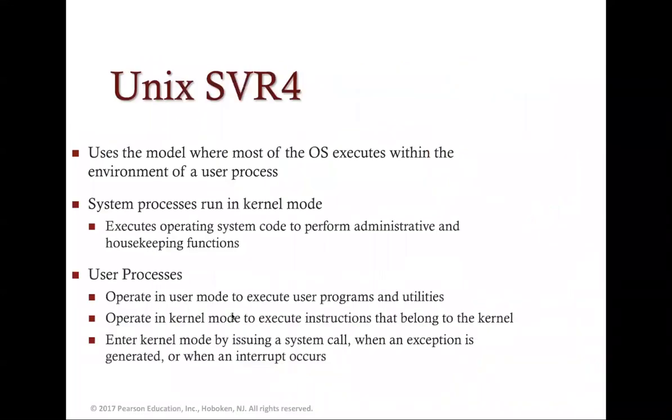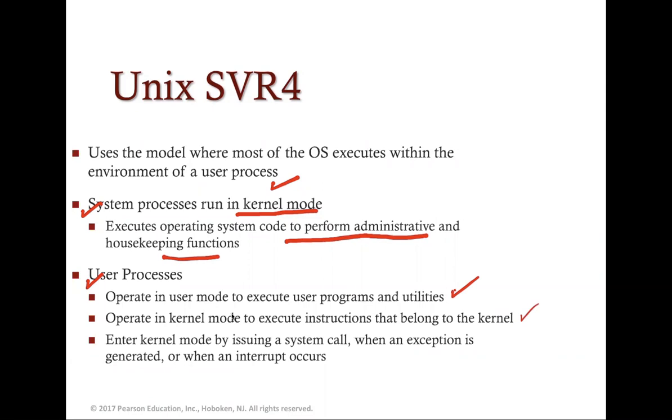Now let's take a case study on the Unix SVR4. It uses the model where most of the operating system executes within the environment of a user process. There are two categories of processes in Unix SVR4: system processes and user processes. System processes run in kernel mode, and they are responsible for executing operating system code to perform administration and housekeeping functions, while user processes operate in user mode to execute user programs and utilities. And they operate in kernel mode to execute instructions that belong to the kernel.